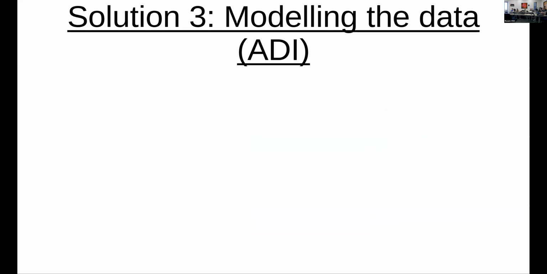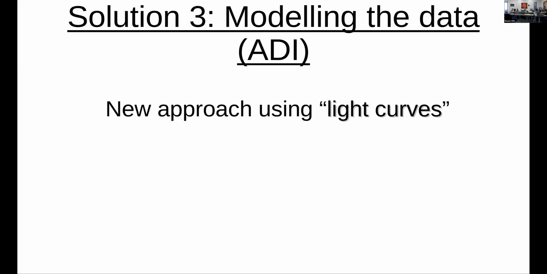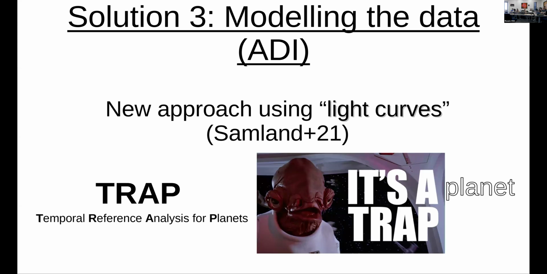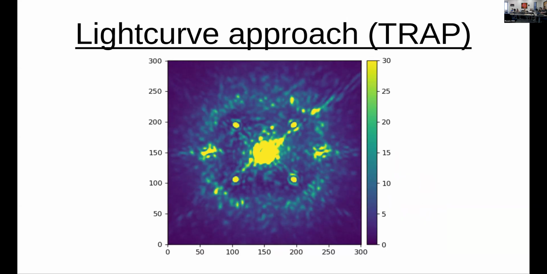During my PhD, I developed a method using transit light curves. It's a time domain approach to solve this issue, published in 2021. It's called TRAP, which stands for Temporal Reference Analysis for Planets, and it's very good at trapping planets at small separation from the star. So how does this work?